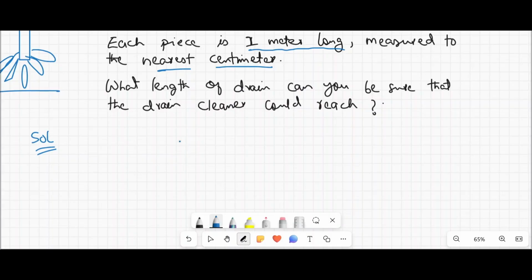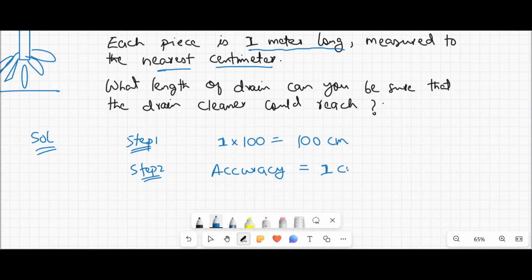Step number one is to change the unit. 1 into 100, you will get 100 centimeters. So each piece is 100 centimeters long. Step number two, we have the accuracy, which is the nearest centimeter, so this is 1 centimeter. The error term is 1 divided by 2, and you will get 0.5 centimeter. So this is our error term.